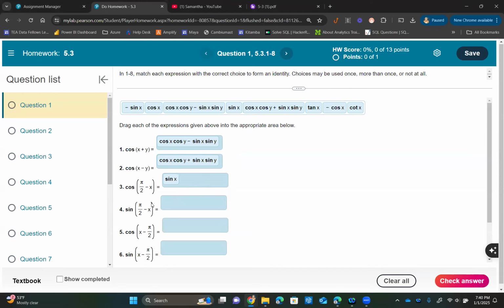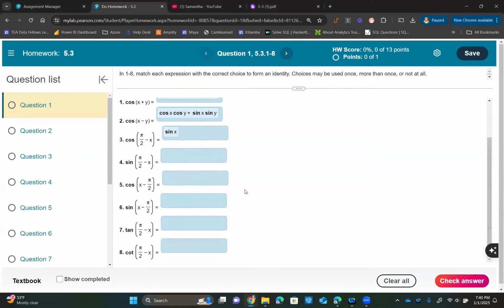To answer number 4, we will need the formula for that question. So I think it might be a good idea to also copy the formula for sine, sum, and tangent formulas for this.